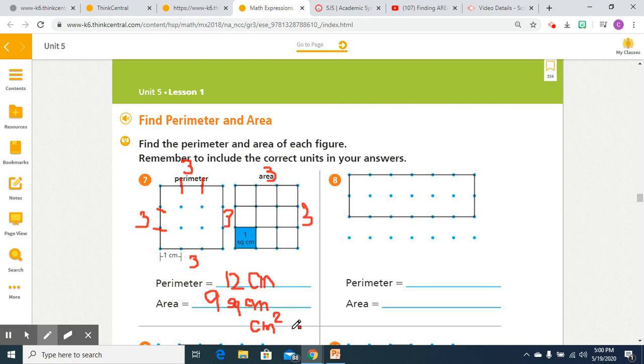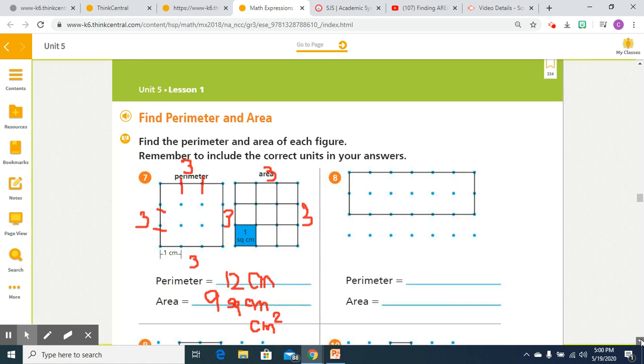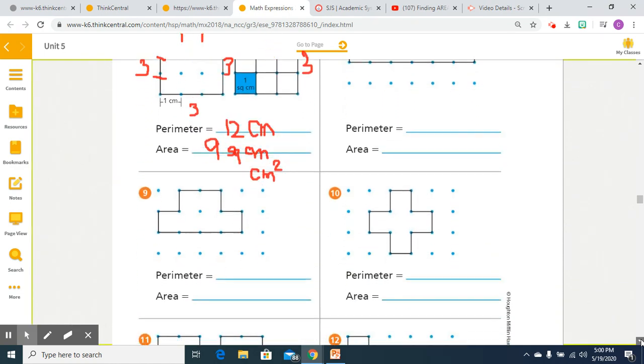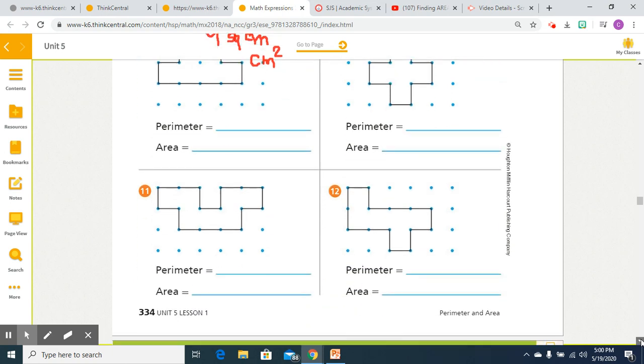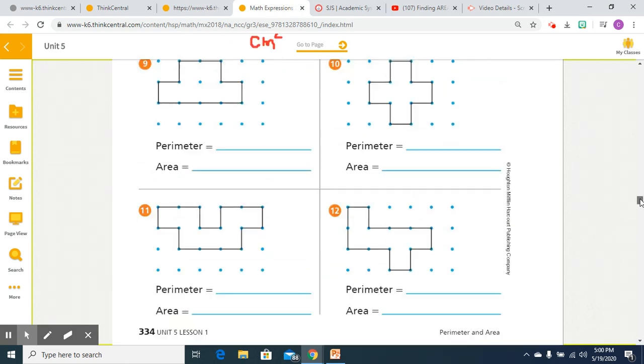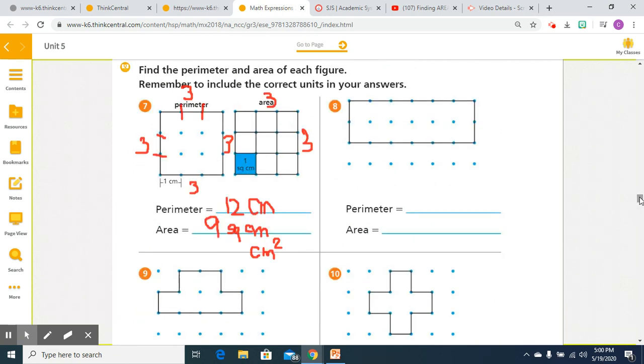All right, so now your job is going to be to find the perimeter and the area of all of the other figures in exercises 8, 9, 10, 11, and 12. Okay, you're going to do this on your own. Remember, perimeter is when you add all the sides together, and area is when you count all of the unit squares inside of the figure, or you can multiply the length times the width of one of the sides.